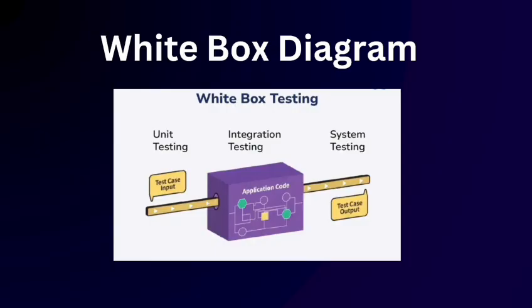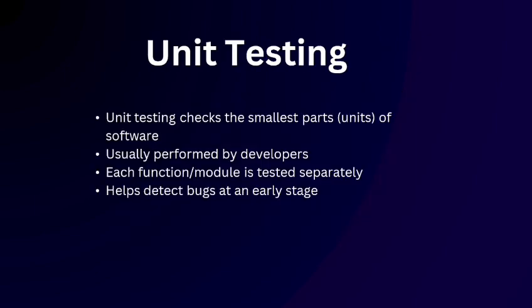Unlike black box testing, here we are focusing on how the program works inside. We check the flow of execution, conditions, and loops in the code. For example, we verify whether all statements are executed and all conditions are properly tested. So, this diagram represents that the tester has full visibility of the system. Now let's move to unit testing in detail.